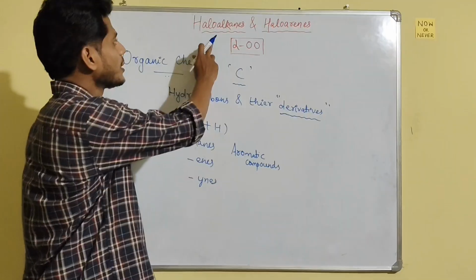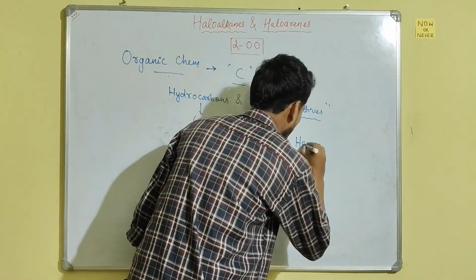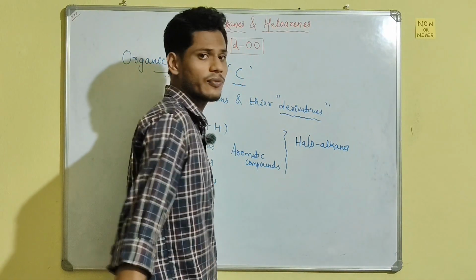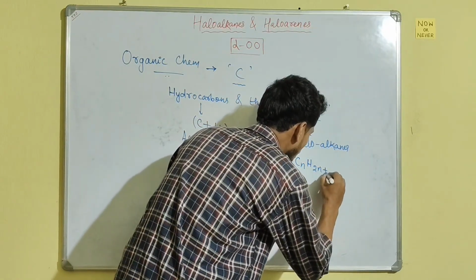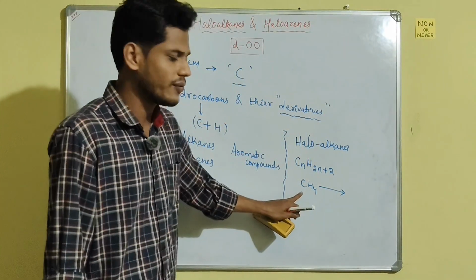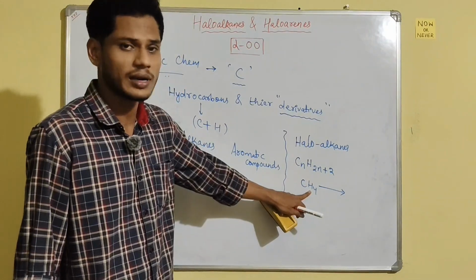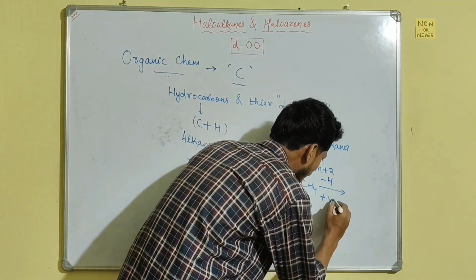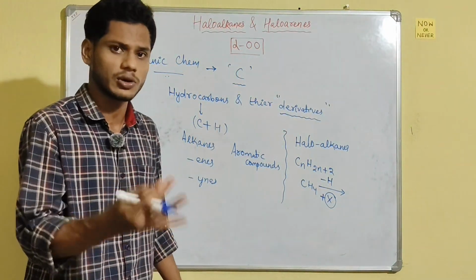For example, if we talk about haloalkanes, we know the general formula of alkanes. What is the general formula of alkanes? CnH2n plus 2. The first member is methane. See here, the valency of carbon is 4, so carbon is attached to 4 different hydrogens. Now if we replace a hydrogen with a halogen group, the halogen group is represented by X. So X can be fluorine, chlorine, bromine and iodine.